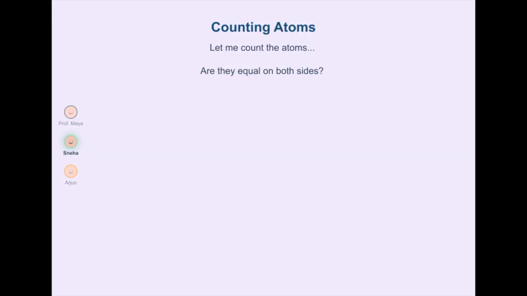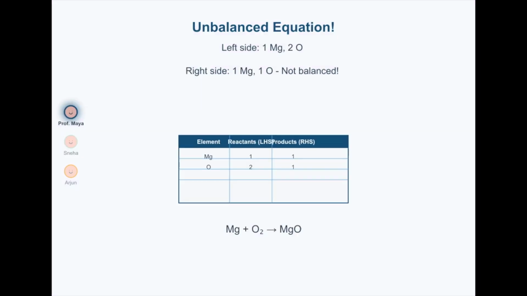Let me count the atoms. Professor Maya, are the number of atoms of each element the same on both sides of the equation? Good observation. Sneha, left side has 1 magnesium and 2 oxygen atoms. Right side has 1 magnesium and 1 oxygen. This is unbalanced, a skeletal equation.